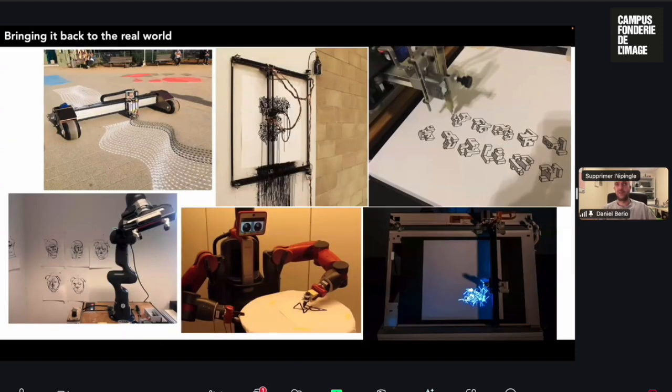And computers also allow you this because you can connect a computer to a machine. And so I've been experimenting a lot with different types of drawing machines. That goes from plotters, things that draw in 2D with a pen, to robotics. So working with articulated robot arms, which are a bit more complex to control. So in this presentation, I will go through the process I've been following, and I will show some examples of how I've been bringing things back to the real world, right?